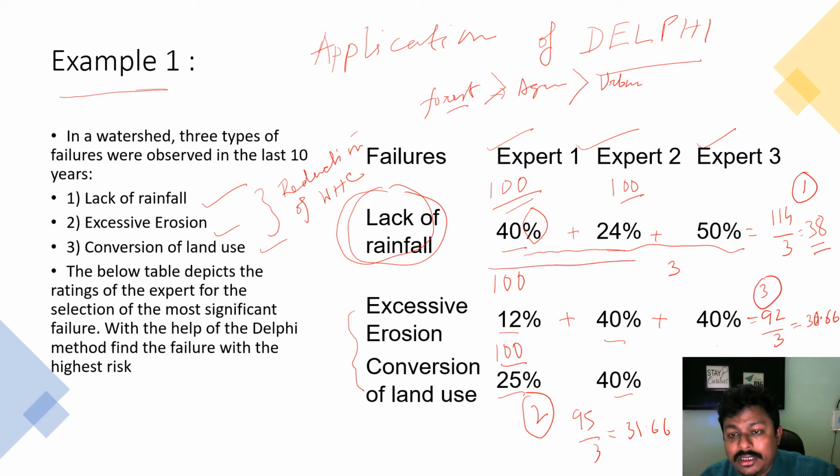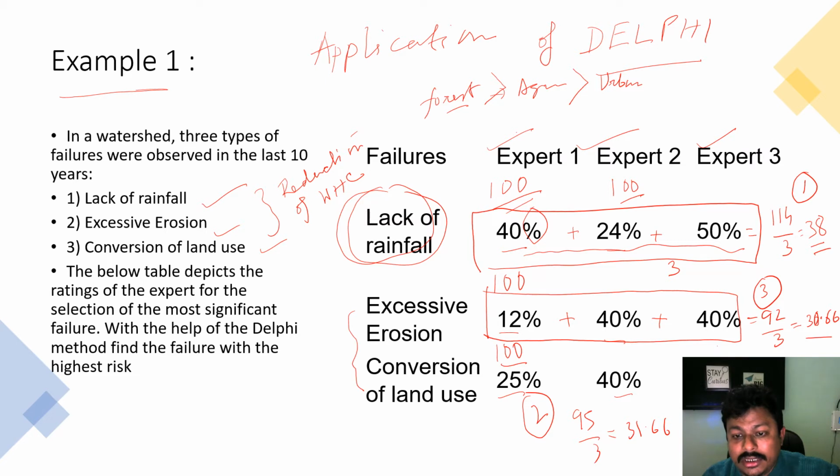As the average of these ratings for lack of rainfall is 38, for excessive erosion is 30.66, and the conversion of land use is 31.66. So if you compare all these 3 values, you can find that lack of rainfall is the most significant failure, as the average of ratings is highest for this lack of rainfall. Okay, so this is the way you identify the most significant failure with the help of Delphi method.